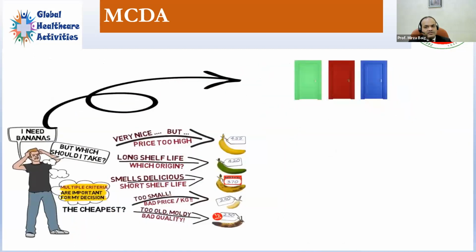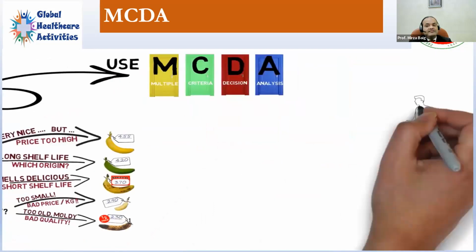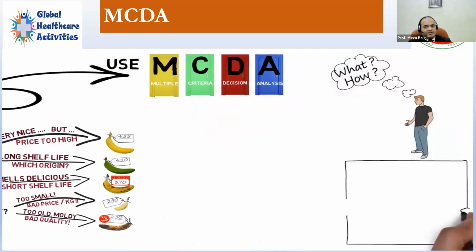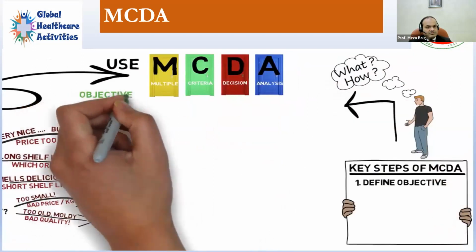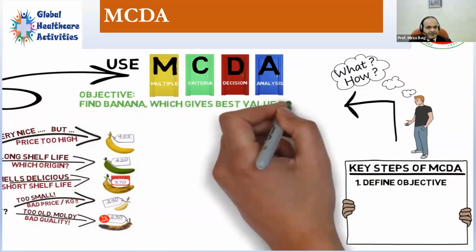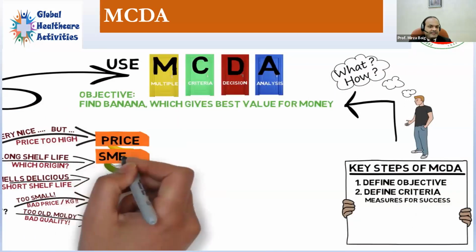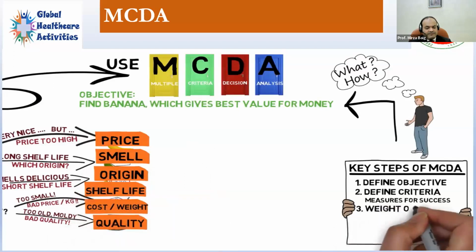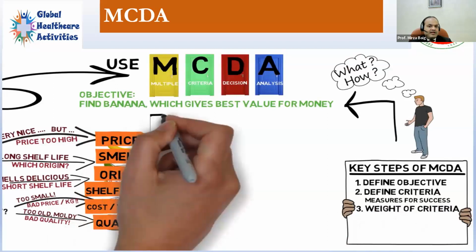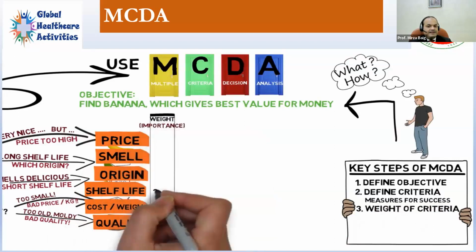So here comes the multiple criteria decision analysis. By applying it, we are able to select the best product. How we do it is, we have some defined objectives, like what is your preference? What gives the best value for the money? By defining those criteria, depending upon the price, the smell, the origin, the shelf life, cost, and quality, we give certain weightage to these different criteria, and then we can carry out the multiple criteria decision analysis.